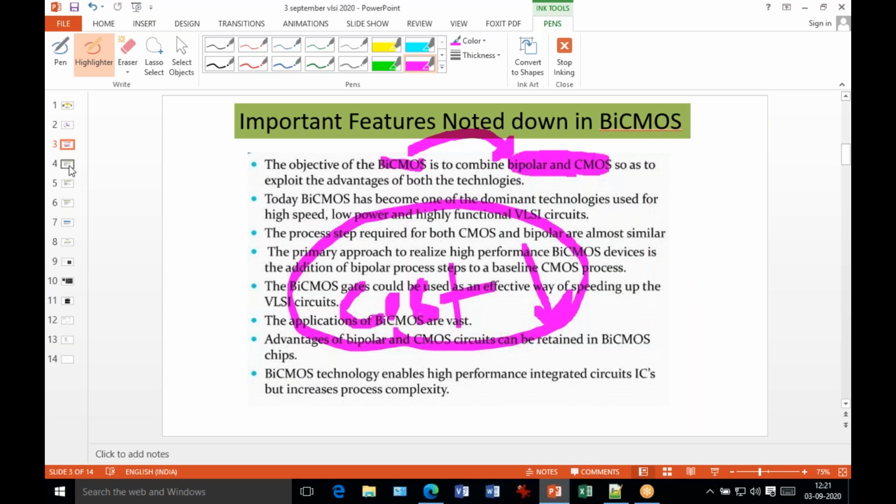So here we discuss binding these two types of device, bipolar and CMOS. That means you have to learn about the features of these two types of device, and then you merge them. Then of course you get better outputs.